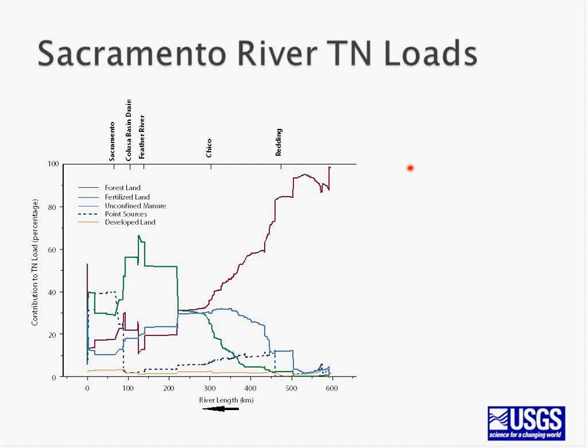So one of these was specific to modeling total nitrogen and total phosphorus. We had to make sure the data that we obtained were sufficient to be able to define what total nitrogen and total phosphorus are. And these are the basic layers that are assigned to each one of those 178,000 different watersheds. So we have base flow index.